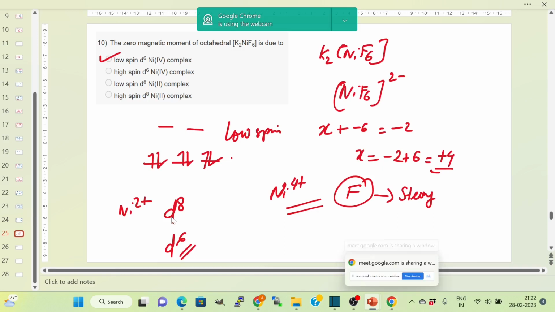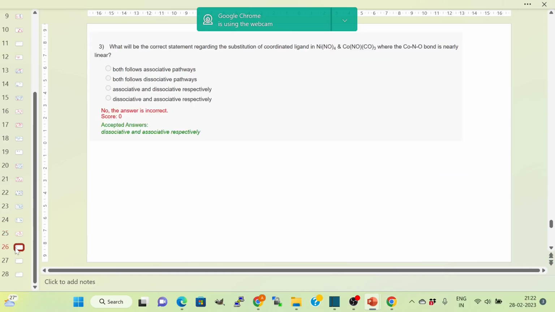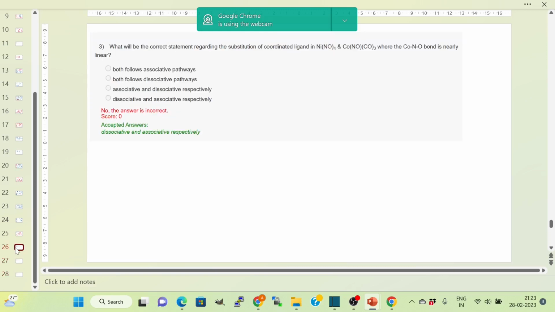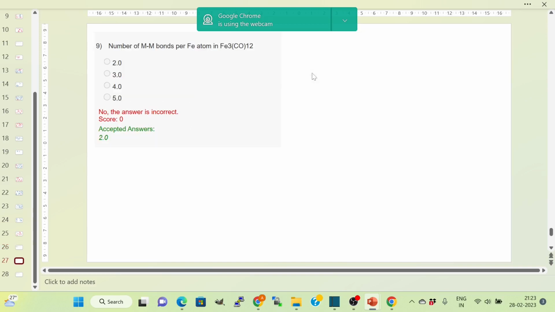Yes, ma'am. So there are some questions which I have not discussed. This is one of those questions. This discusses the associative and dissociative pathways. These are about the reaction mechanisms of organometallic compounds, not even for transition metal complexes. These are organometallic complexes. Then this is actually a separate topic.